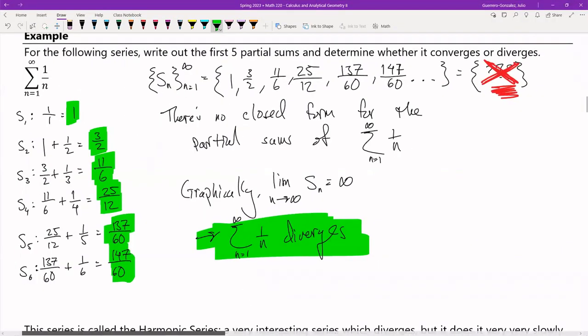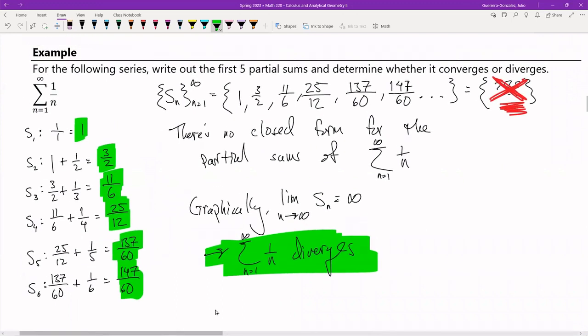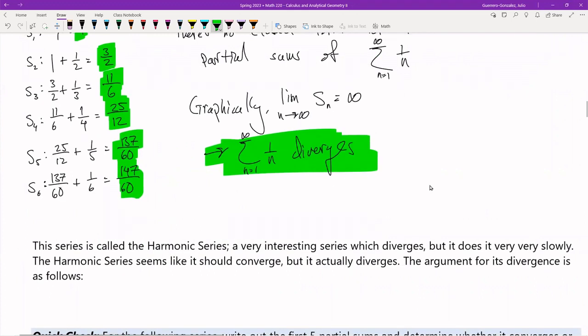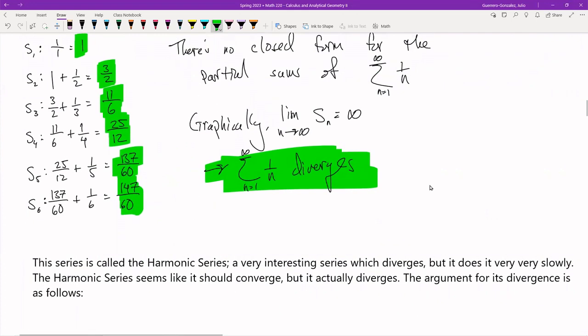Remember how I said this thing doesn't have a closed form? This is actually a pretty important series in math. It's called the harmonic series. And the harmonic series is really interesting because each individual term, the 1/2, 1/3, 1/4, 1/5, 1/6, 1/7, 1/8, 1/9, all of those terms go to zero. If you take a look at each individual term, it goes to zero. But when you add them up, it diverges. It means that when you add this thing up, it'll be infinity.